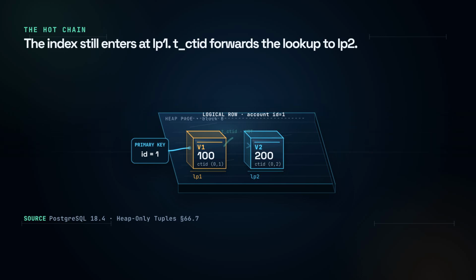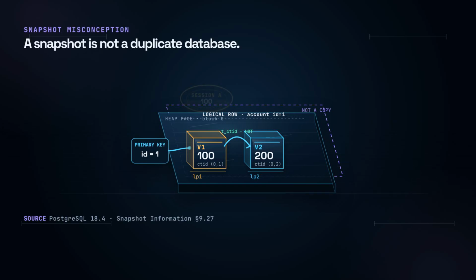Our update has one more useful property. The primary key, ID, does not change, and the new row easily fits on the same heap page. PostgreSQL can use a heap-only tuple update, usually called HOT. The index keeps pointing to line pointer 1.